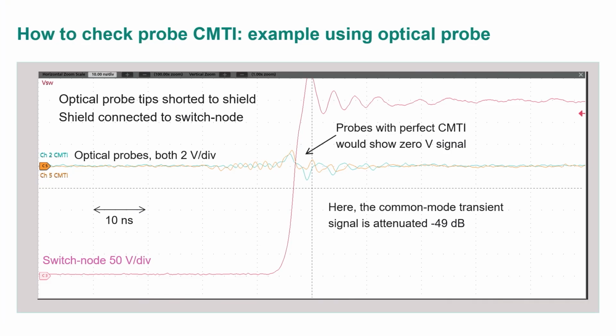So here's an example. You can see the switch node. This is a really fast transient here. This is at 10 nanoseconds per division. So, rise time and overshoot here. And I have 2 of these optical probes, and they're both set at 2 volts per division, which is what I would be using to measure my gate signal.